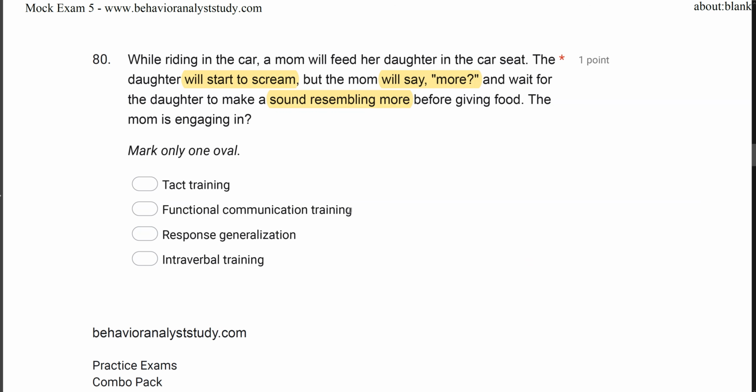What the mom is doing is functional communication training. She's teaching her a more functional way to communicate her needs of getting her food met. If nothing else, right, it's an echoic, but it's really trying to get to mand training, right? It is not intraverbal training. Don't make that mistake. It's why it's important we understand point-to-point correspondence and formal similarity.